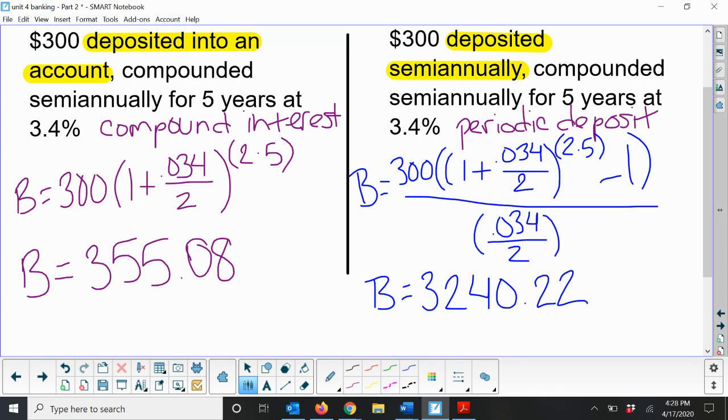up with a lot more interest, but we're also putting $300 in every 6 months. And so we're adding more money. And because we're adding more money, the bank ends up paying us more interest in the long run as well. But again, it's all about how often we deposit. Are we making regular deposits? If so, that's our periodic. If we're only making that single deposit, then it's just compound interest. And it's all about the number of deposits, one deposit or multiple deposits here.